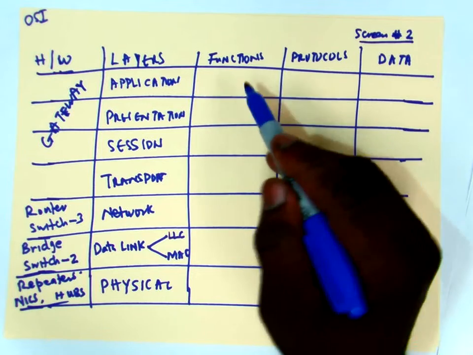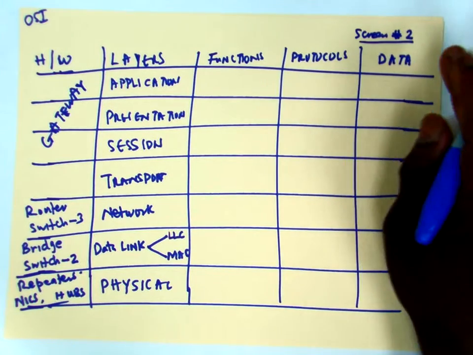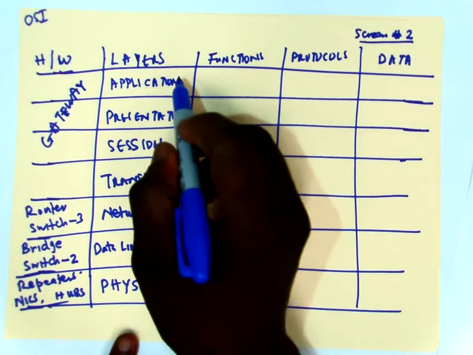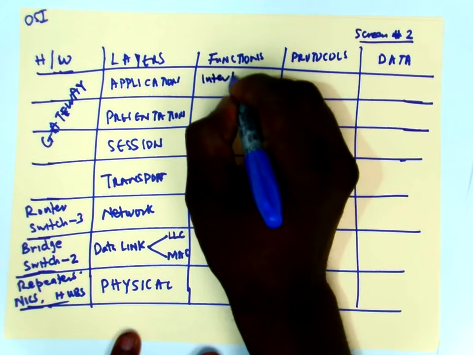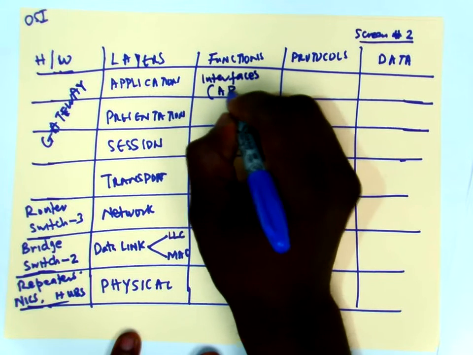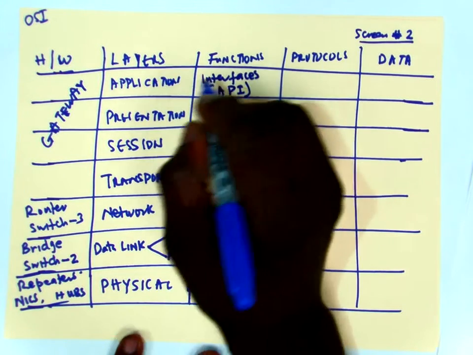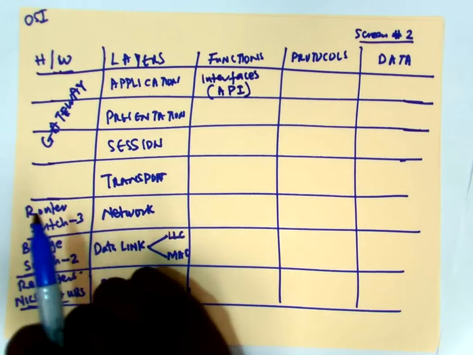Okay, we don't want creative writing, we just want something very unique. So in the application layer we have the interfaces, and we call it API, application program interface, because you have a bunch of interfaces on these layers.